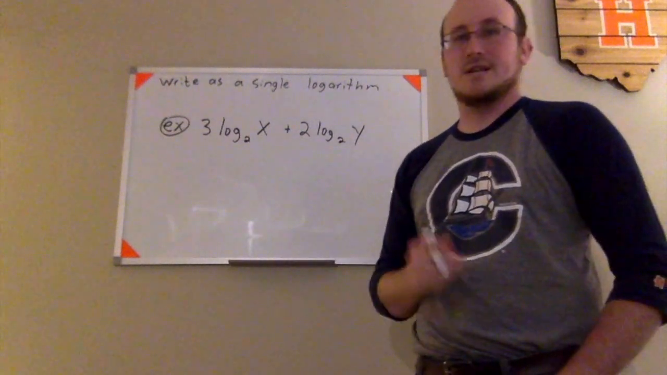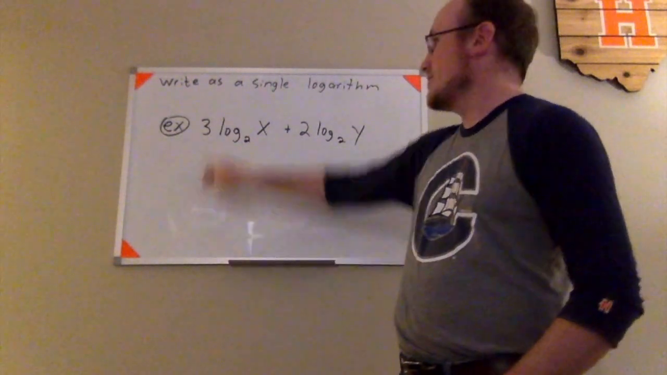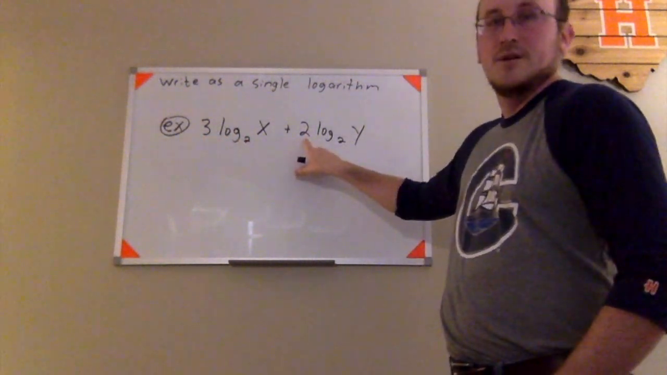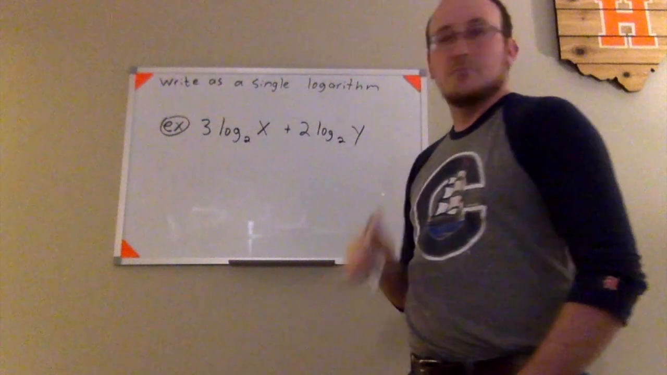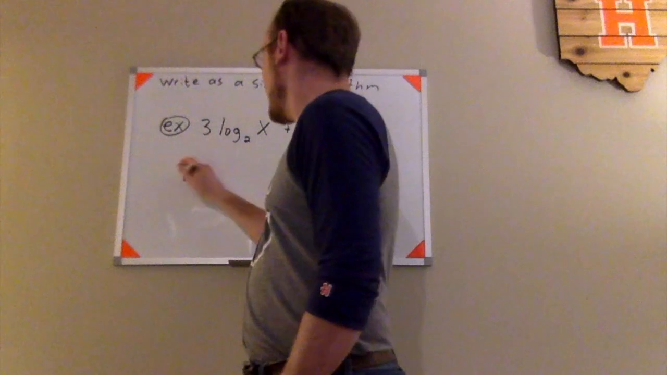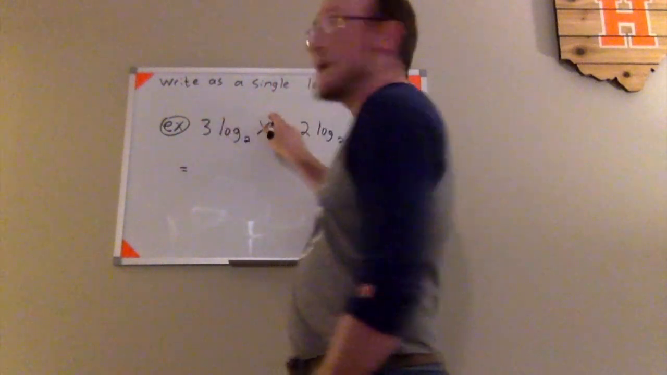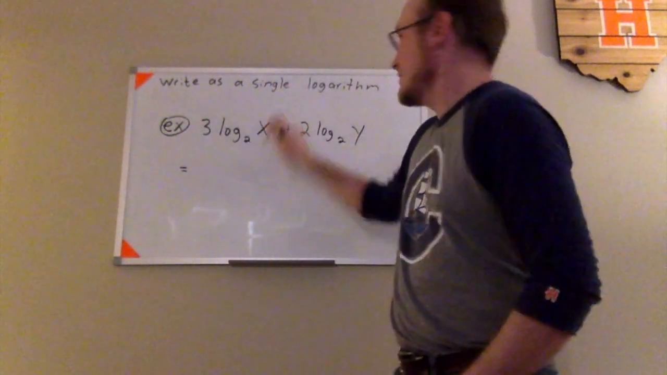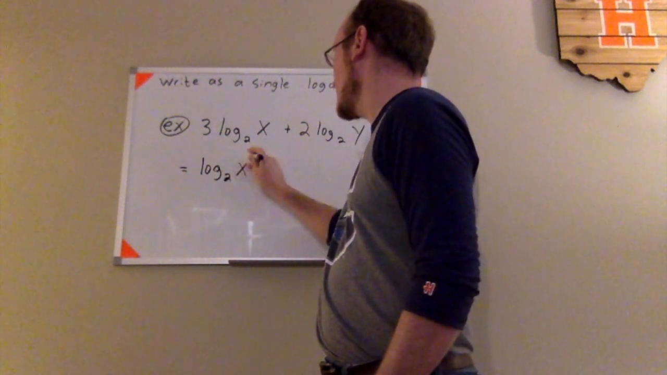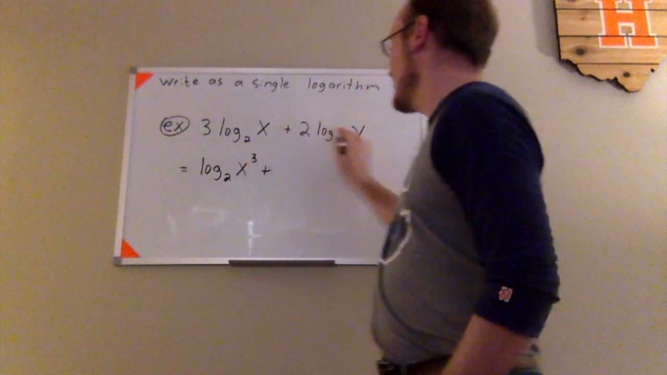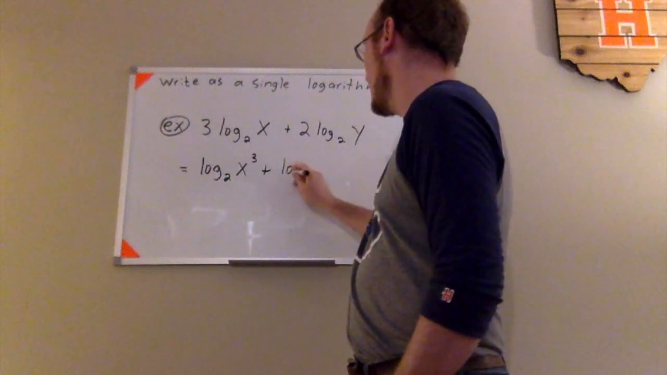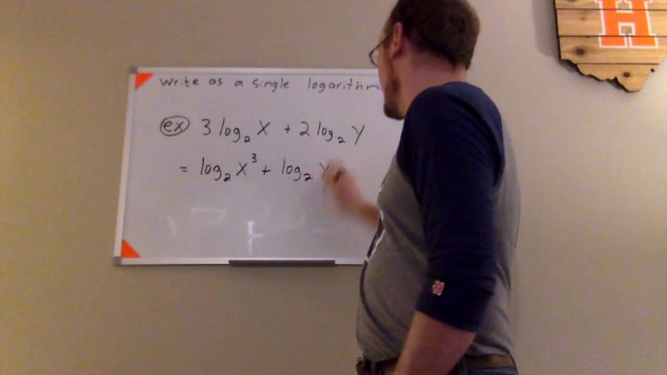Based on the recommendations that I just made a second ago, the first thing I want you to do is deal with these numbers that are down in front. This 3 that's in front of this logarithm, or this 2 that's in front of that logarithm. Let's go ahead and use the power property to rewrite this in an equivalent form. That power property says that this 3 can come back up here and be the exponent on this x. So this will become log base 2 of x cubed plus, same thing over here. This 2 can go back up here and become the exponent on the y. So this will become log base 2 of y squared.